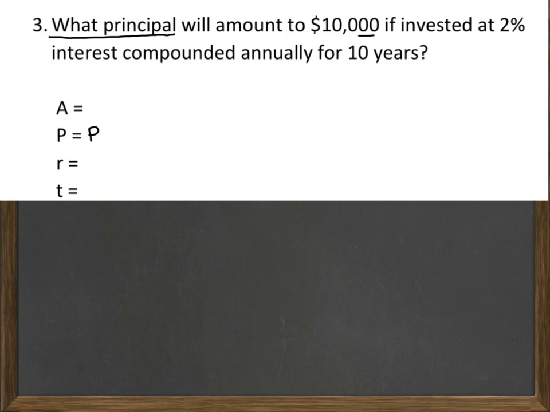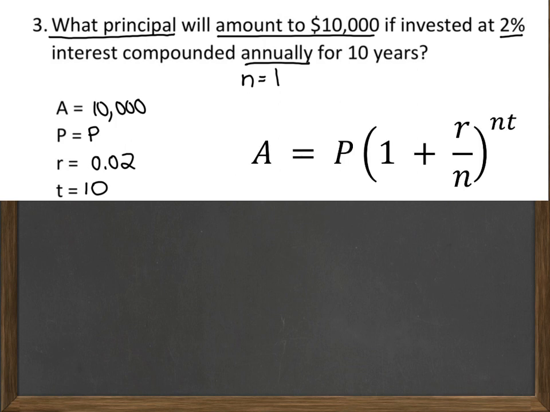They're telling us the amount. They're saying at the end of the investment period, we want to have $10,000. So $10,000 is not what we start with. It's the amount that we end up with after we're done investing. The interest rate is 2% or 0.02. It is compounded annually, so that means that n is equal to 1, and the amount of time that it is being compounded is 10 years.